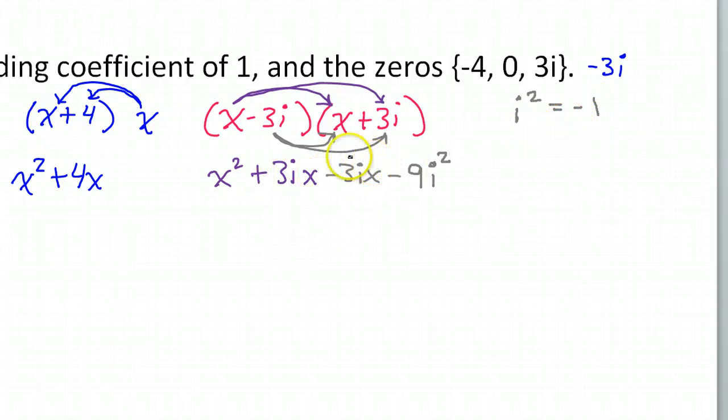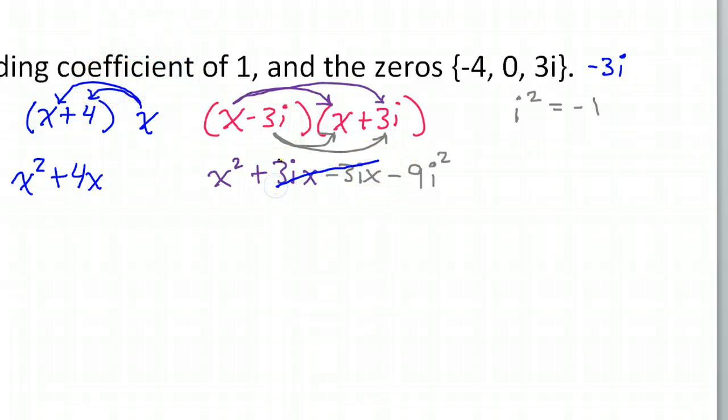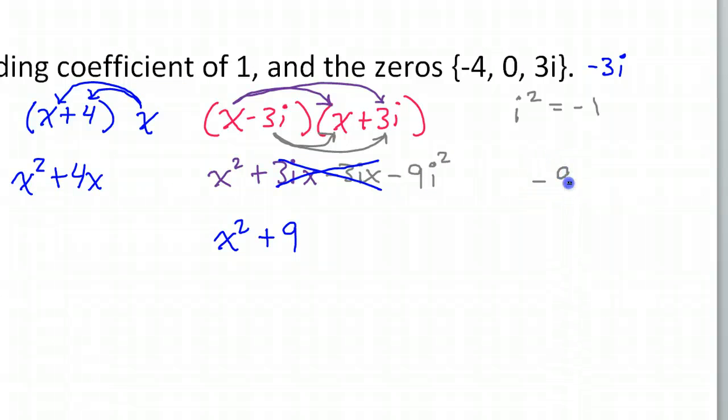Alright, now what's going to happen is these are going to cancel each other out because we have a positive and a negative. They're gone. So that means I have x squared. I'm just bringing that down. Now this minus 9 is going to become plus 9, because we've got negative 9i squared, but i squared is negative 1, so that's negative 9 times negative 1. So that is positive 9. So that's where this came from.